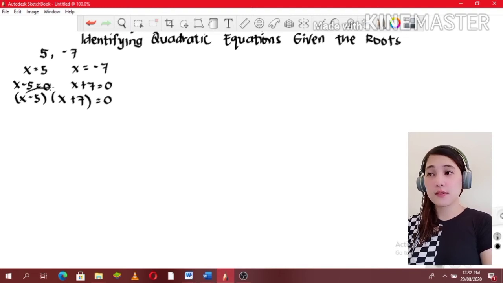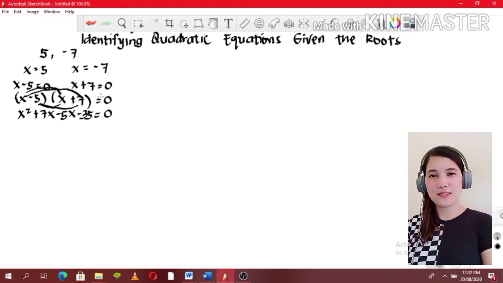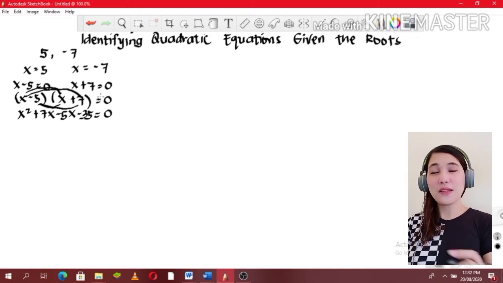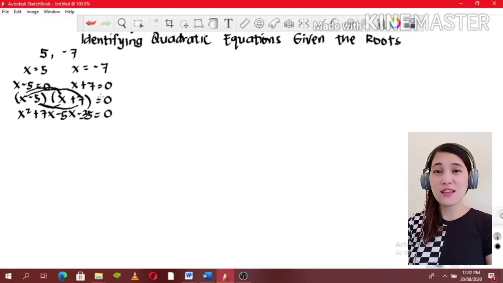So we have x times x, that is x squared. And then x times 7 is 7x. Next, -5 times x is -5x. And -5 times 7 is -35 equals 0. Now, we already have the quadratic equation. Let us now combine like terms.